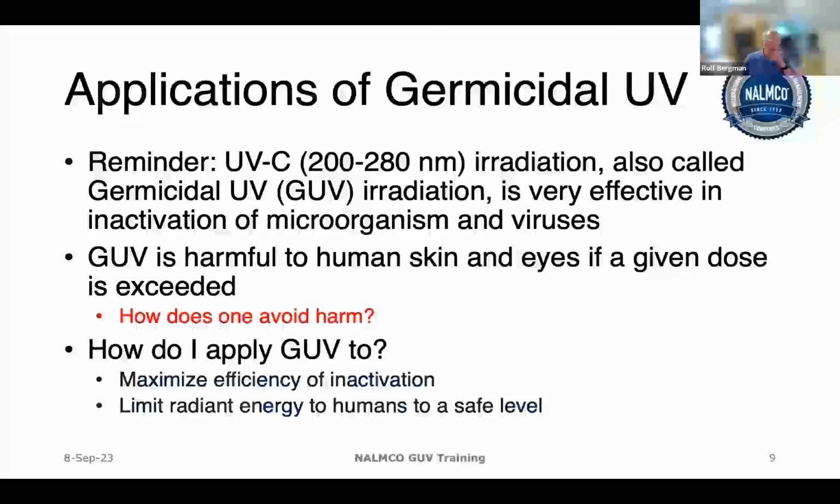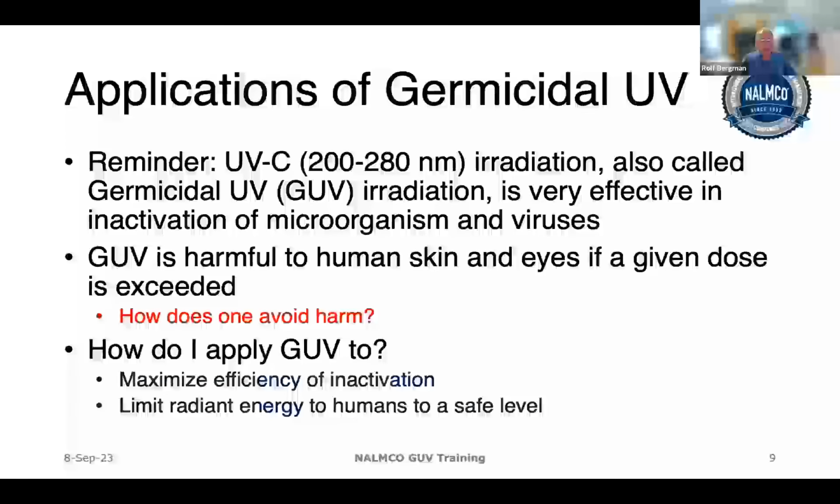A reminder that when we talk about UVC, we're talking about radiation or emission from a lamp in the 200 to 280 nanometer wavelength region. And UVC was found a long time ago to be very effective in activating microorganisms, viruses, as well as bacteria and molds and other kinds of things. But UVC, germicidal UV, is harmful to human skin and eyes if a given dose is exceeded.